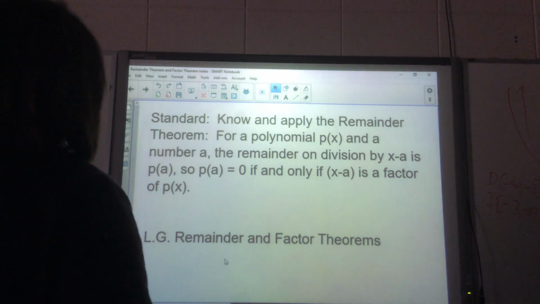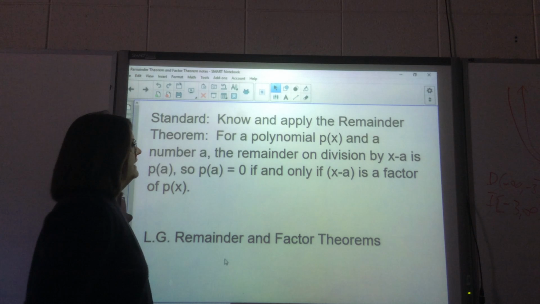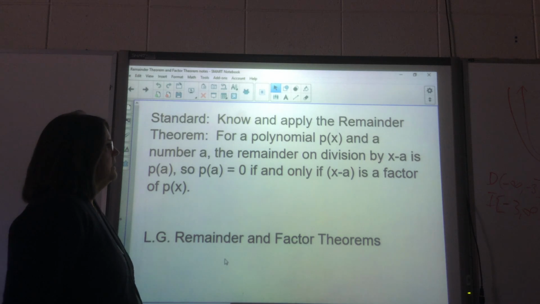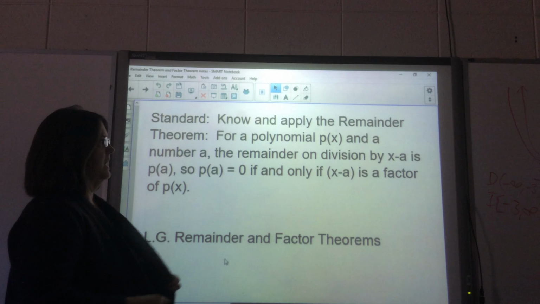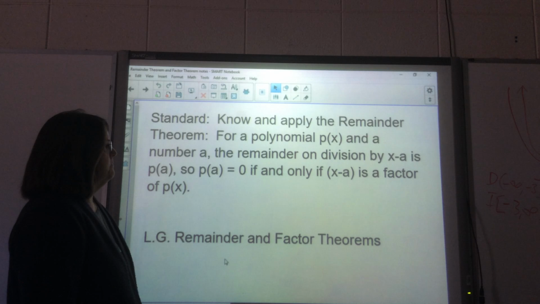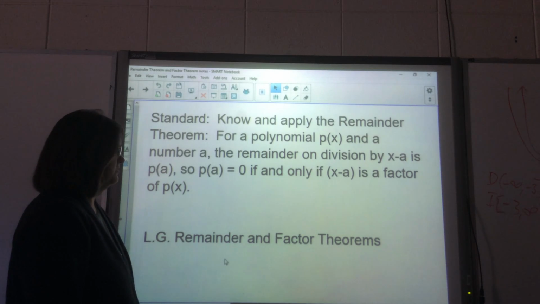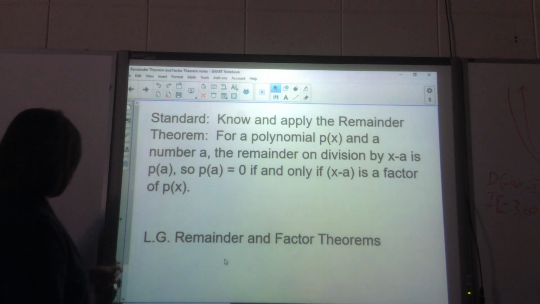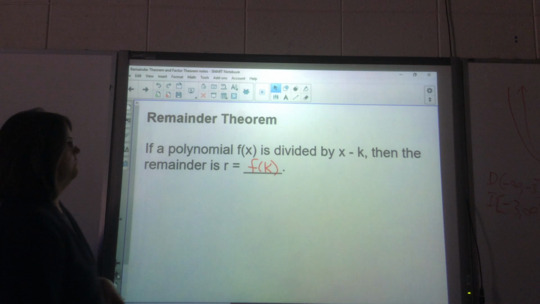Okay, today we're going to be doing the remainder and factor theorems. Notice what it says. The standard says know and apply the remainder theorem for a polynomial p of x and a number a. The remainder on division by x minus a is p of a. So p of a equals 0 if and only if x minus a is a factor. And so we'll get to that part here in just a moment. The factoring part, remainder part.